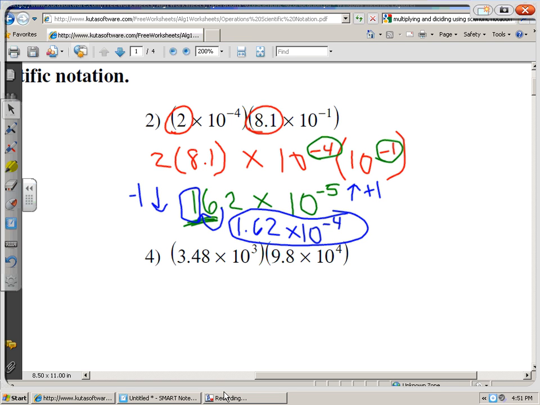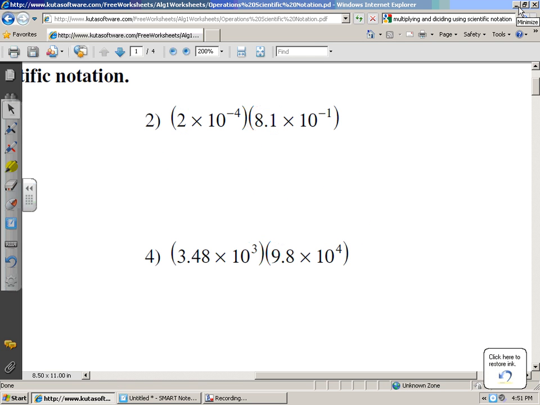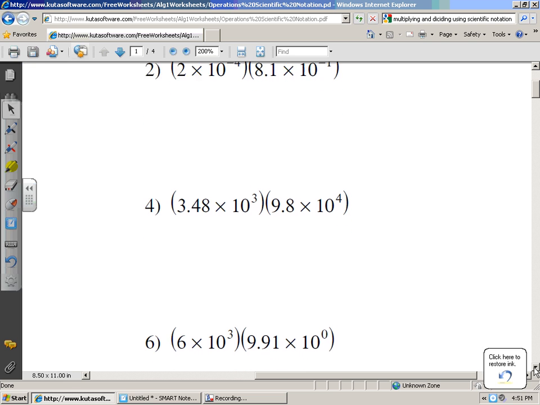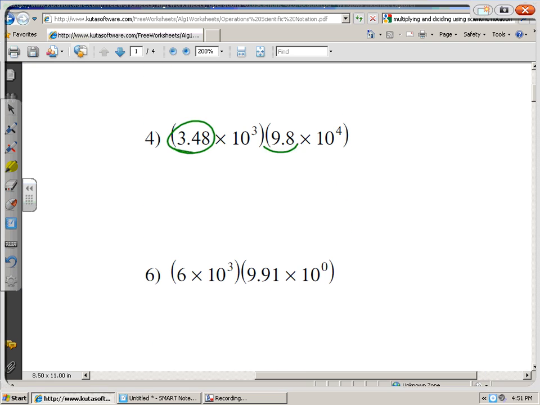Now let's see how much time we have left. We're at 13 minutes. So we'll do one more multiplication problem. And then in the next video I'll do a division problem. So 3.48 times 9.8. 3.48 times 9.8, you get 34.104. And then we go ahead and we multiply 10 to the third times 10 to the fourth. When the bases are the same, you add them up and you get 10 to the 7th power.